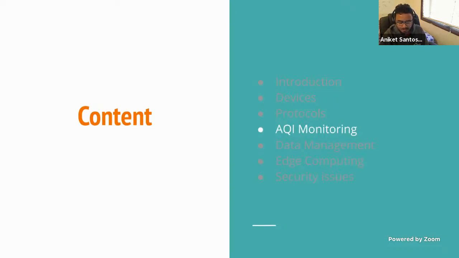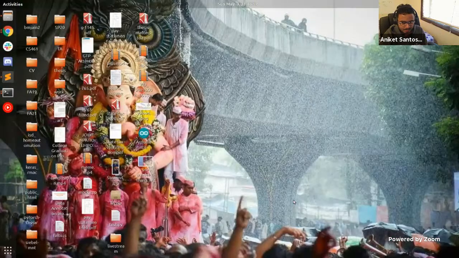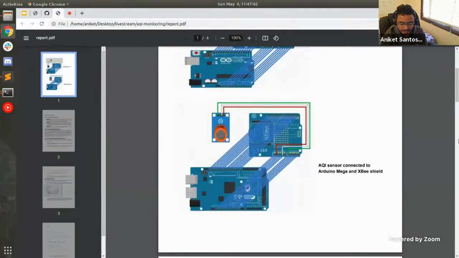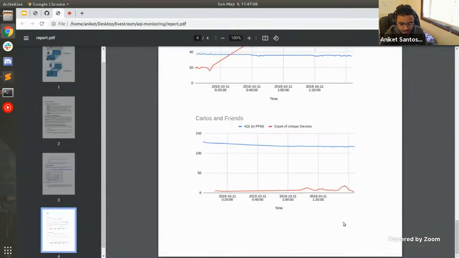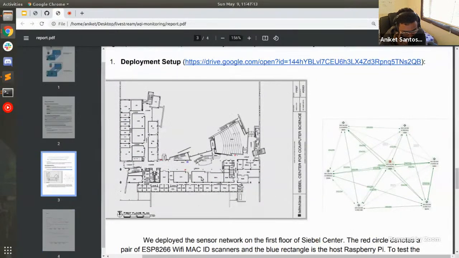This is one of the lab projects I did in the IoT course at UIC. So I'll just define the problem statement here. What we had to do was measure the AQI, the air quality index inside Siebel. And we also wanted to measure the number of unique devices we were finding in the corridor itself.